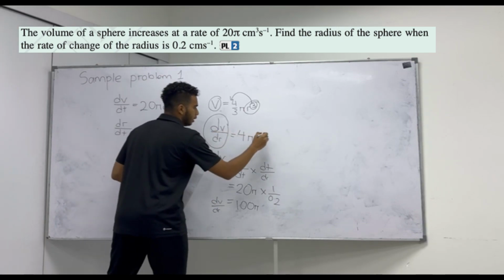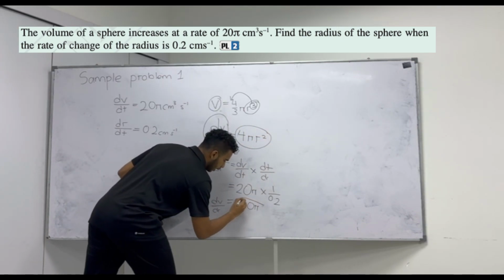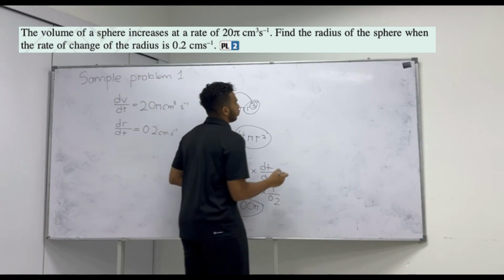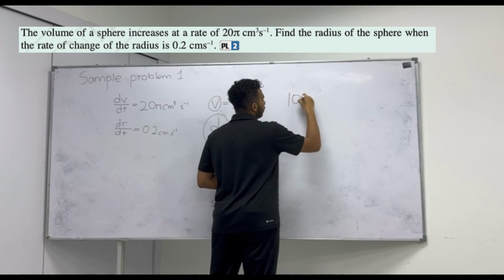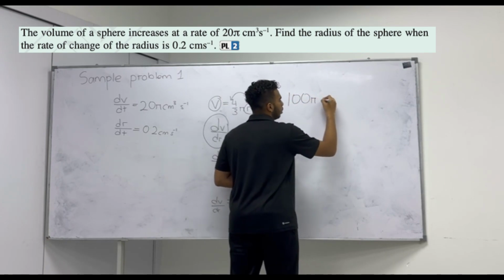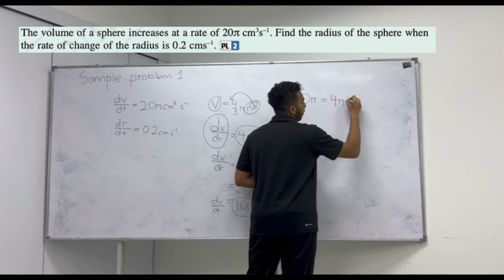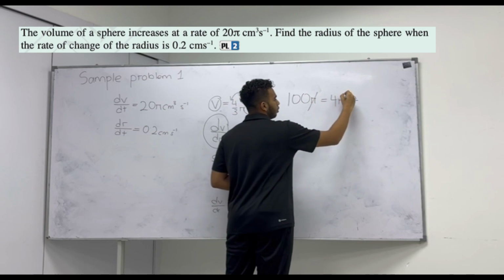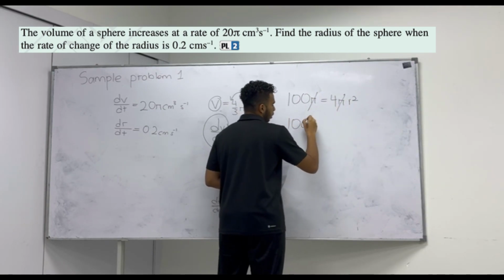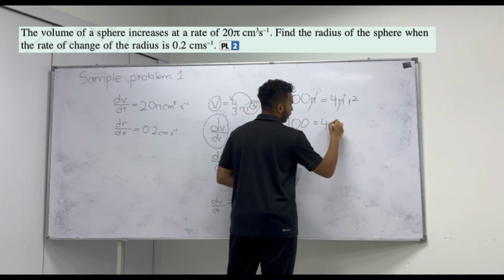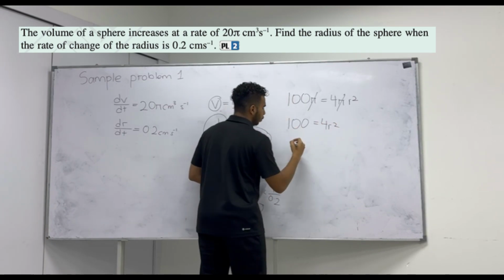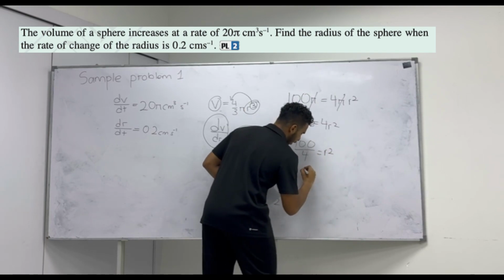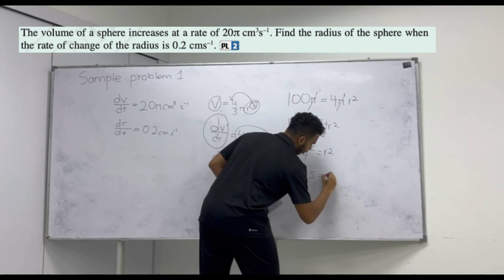Since this dV/dr and the earlier dV/dr are the same, we compare the answers in order to get the radius. So 100π is equal to 4πr². From this we can cancel out the π and we get 100 equals 4r². Bringing the 4 over, it's normal mathematics, we get 25 equals r².